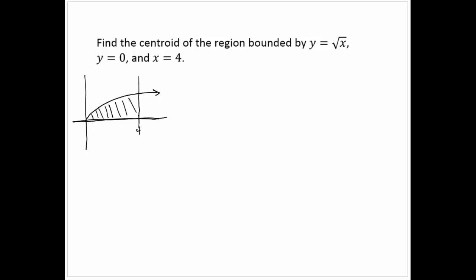Now, just looking at this, if we consider that region, it appears to be a little bottom-heavy and a little right-heavy. So since we're assuming it's a uniform density plate, I would assume that the centroid would be a little bit to the right. It would be right of the geometric center of this region. It would be right of the center and below the center.